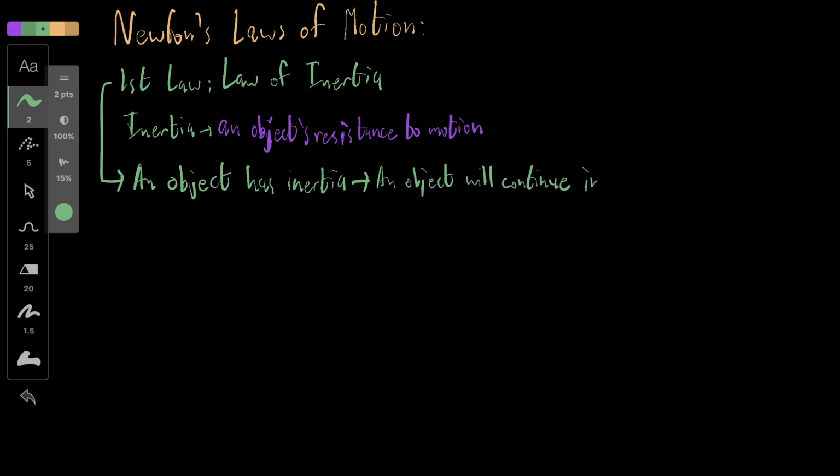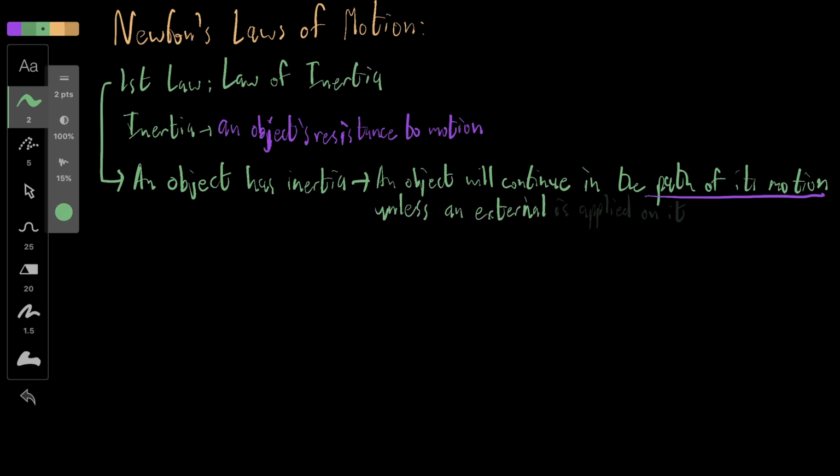An object will continue in the path of its motion. Now, in the path of its motion, it doesn't always have to be moving. It can also be stationary, unless an external force is applied on it. So, that is essentially Newton's first law in a nutshell. These two statements, an object has inertia, and an object will continue in the path of its motion unless an external force is applied on it.